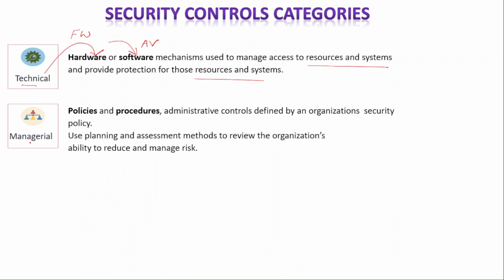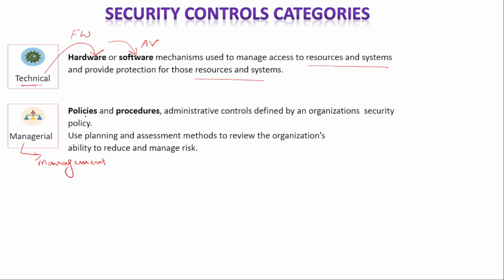And the second category is managerial. As the name indicates, technical is derived from technology. Managerial is the policies and procedures that come from the top management. So the name of each category or type of control also gives you a hint about the purpose of this specific type and category of control.